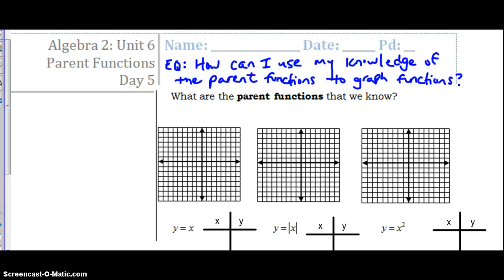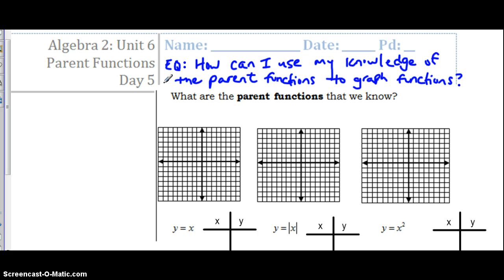Hello, Algebra 2. Tonight's topic is day 5 in Unit 6, so 6.5, and we'll be talking about parent functions. We're going to be reviewing 3 of the ones that we've learned so far this year and learning 2 new ones. Our essential question, and remember you put that under your name on the notes here, is how can I use my knowledge of the parent functions to graph functions?